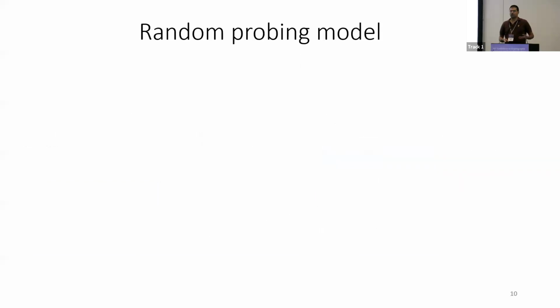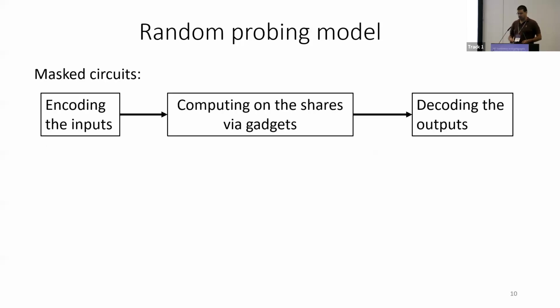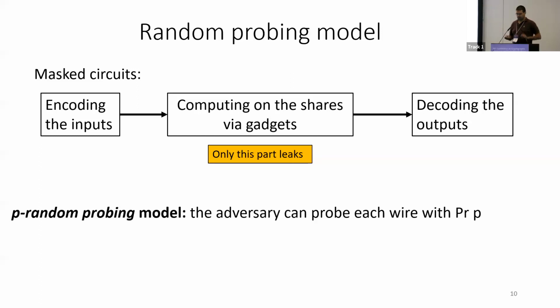Now we want to assess the security, and there are many possible models to assess the security of these compilers in the presence of leakage. I remember that masked circuits work in this way. We encode the inputs, then we compute on the shares with gadgets, then we have the output shares, which are decoded. In many models, and also in ours, only the computation in the gadgets is assumed to leak. Both the encoding and the decoding are assumed to be leak-free.